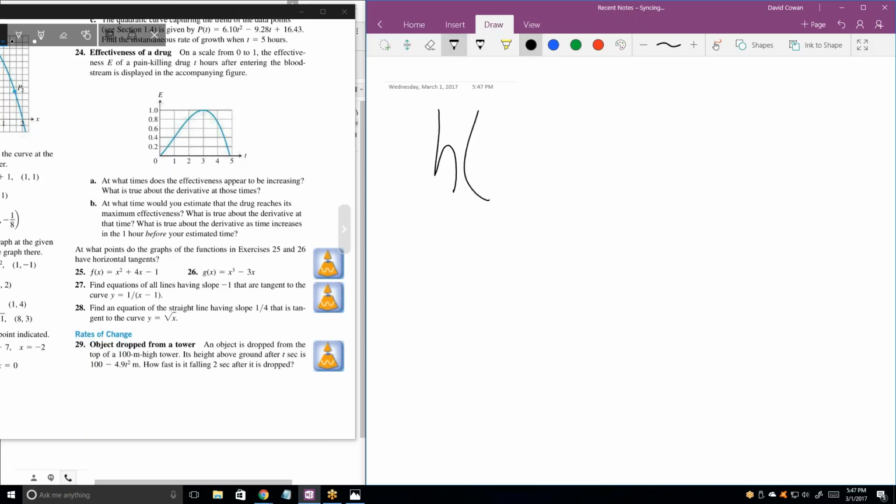H of x is going to represent the height of this thing. And it's going to be 100 minus 4.9 t squared in meters.